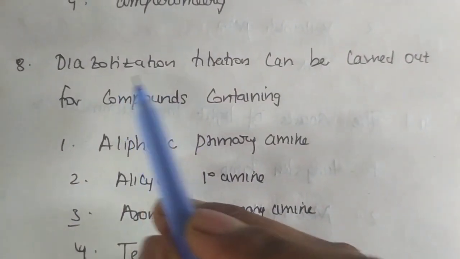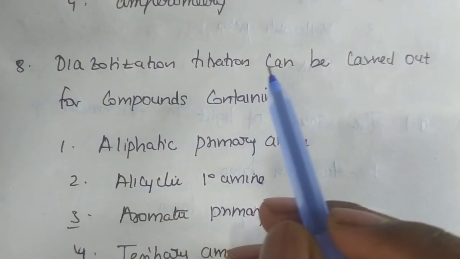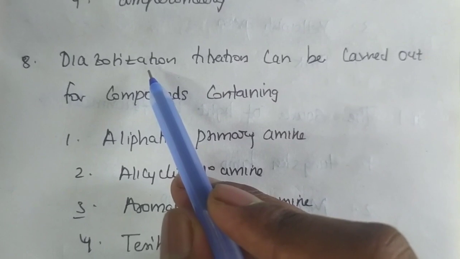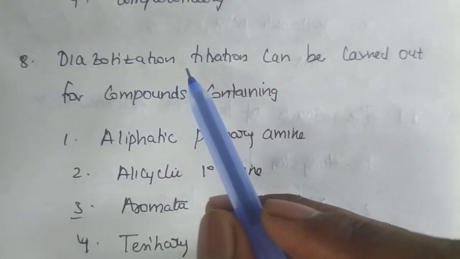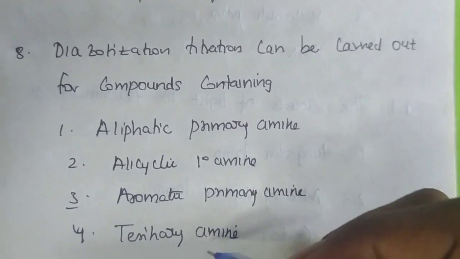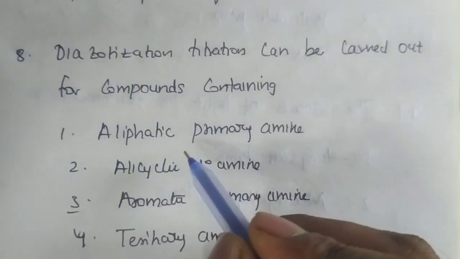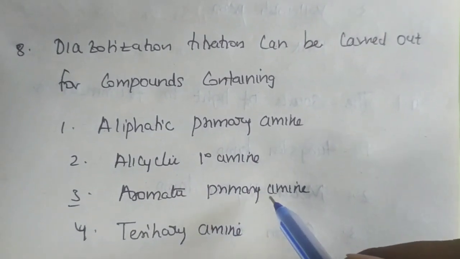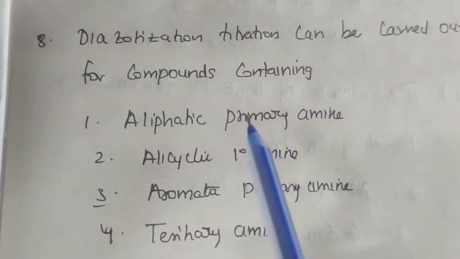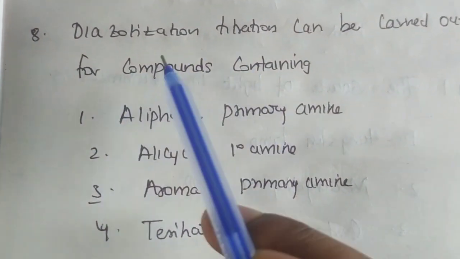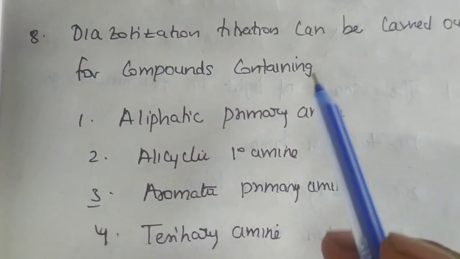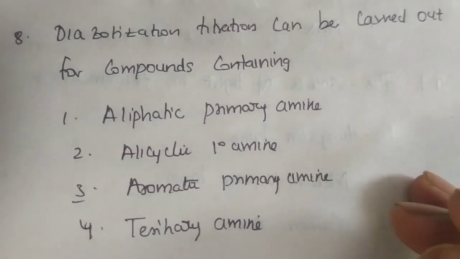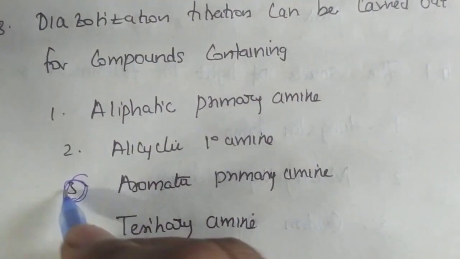Next, coming to the next question. Diazotization titration can be carried out for compounds containing. Actually, diazotization titrations are carried out to convert certain compounds given in these options into a diazonium salt. The options are aliphatic primary amine, alicyclic primary amine, aromatic primary amine and tertiary amine. In diazotization titration, conversion of primary amines, that is aromatic primary amines, into a diazonium salt will take place. So the answer is option 3, aromatic primary amine.